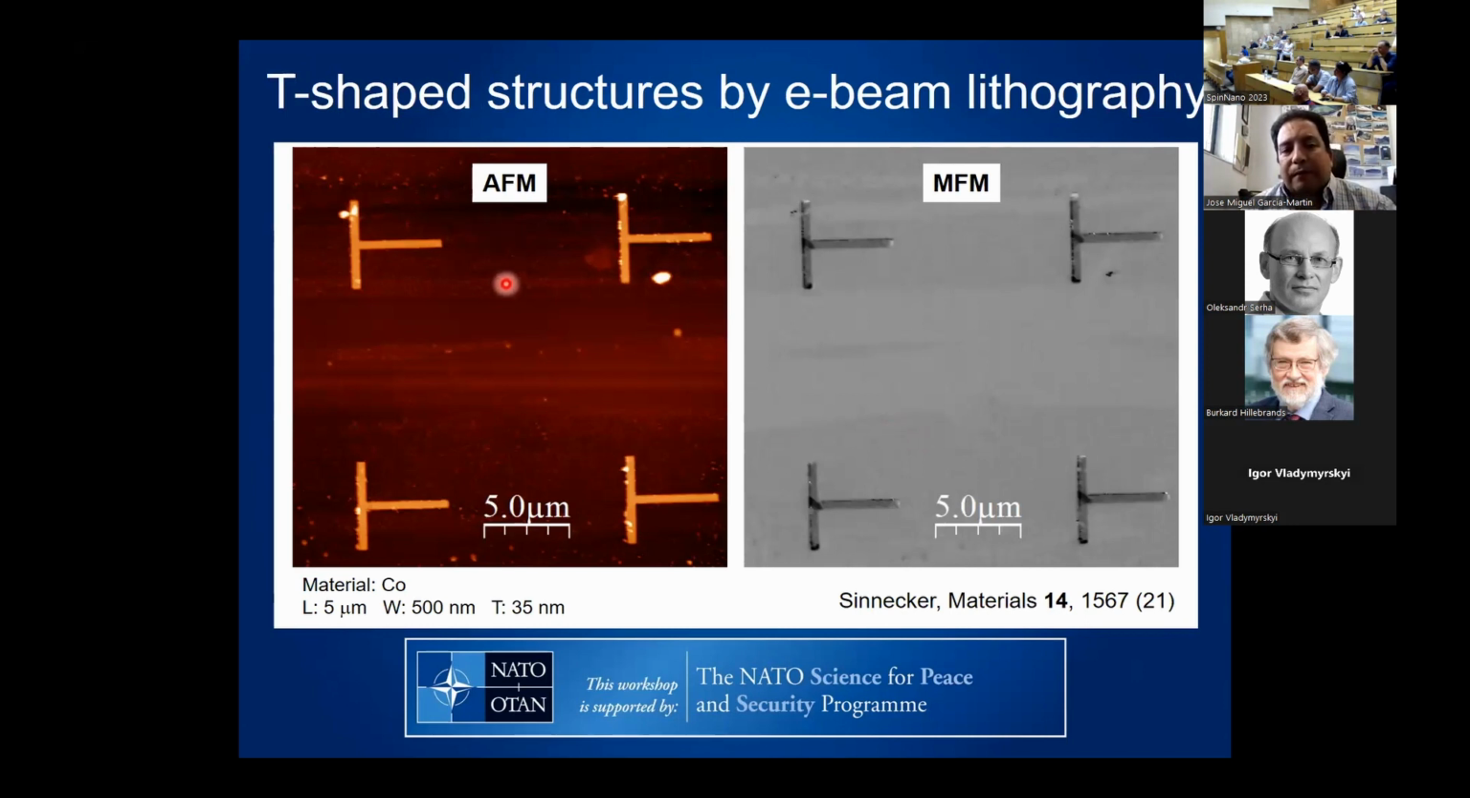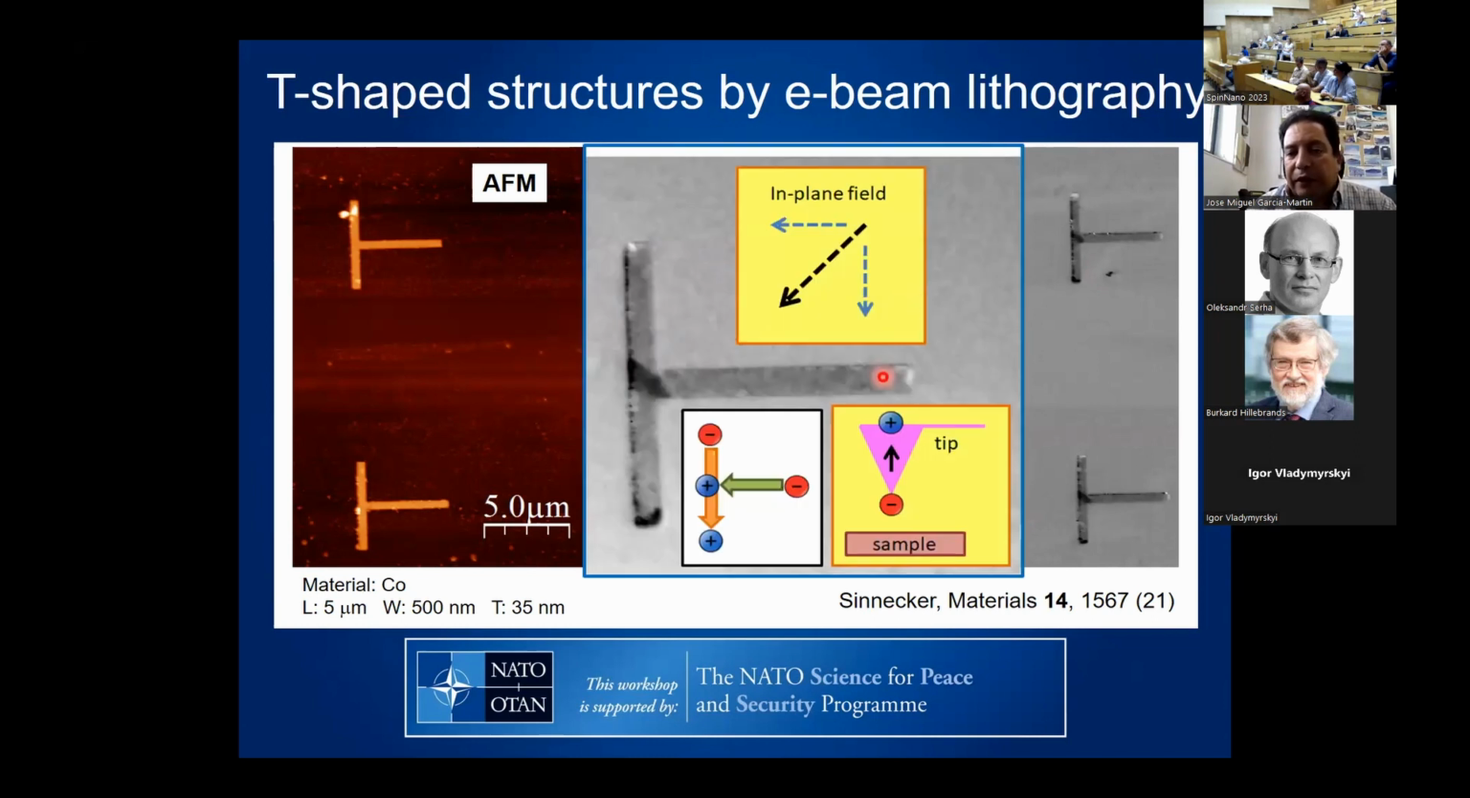We fabricated these T-shaped structures using E-beam lithography. You can see the topography on the left and the magnetic state on the right. All these 4 T-shaped structures in this image are exhibiting the same magnetic state. Let me zoom. You can see that we have a bright contrast here, dark here, so the magnetization is pointing downwards in this vertical branch, and we have bright south pole here, dark pole here, so magnetization is pointing leftwards in the horizontal branch.